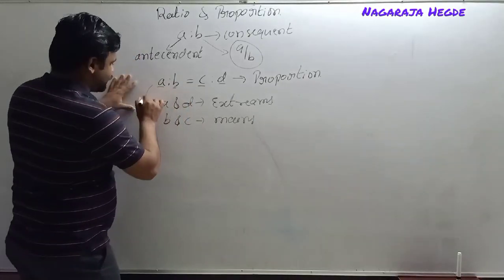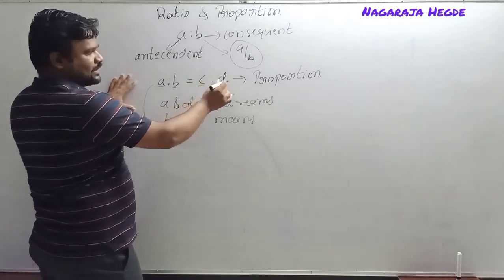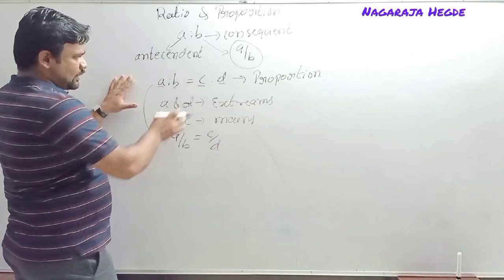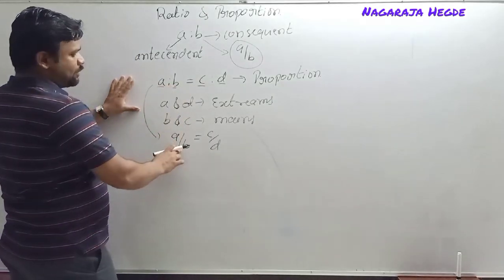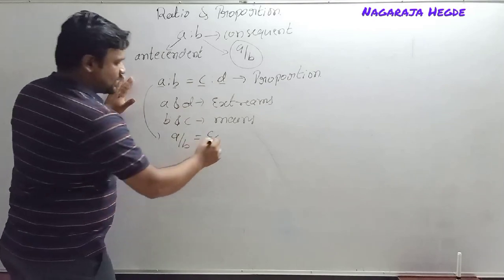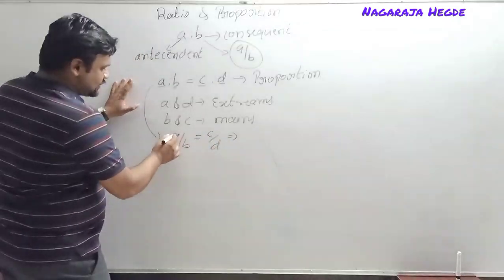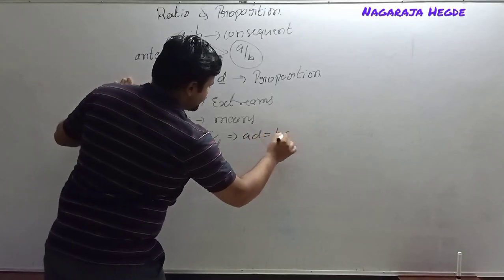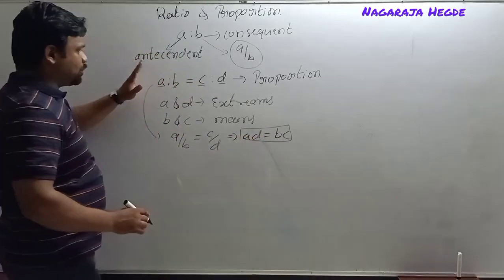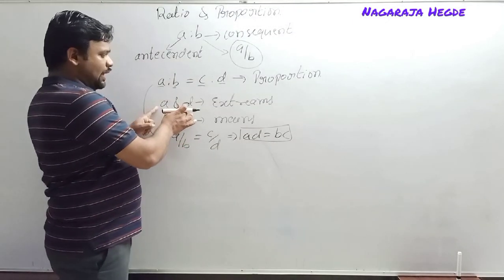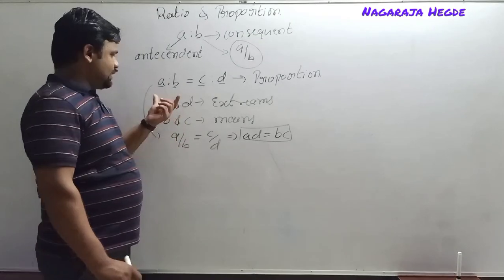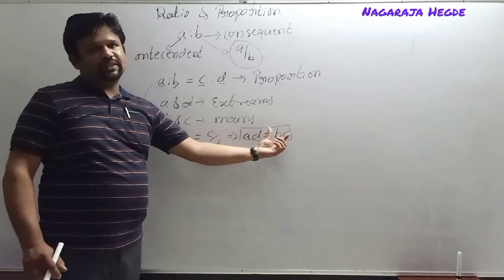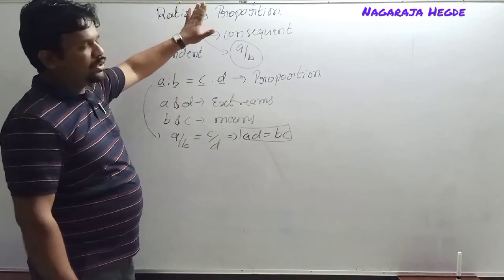This proportion A is to B equal to C is to D can also be written as A by B equal to C by D, because A is to B is A by B and C is to D is C by D. This can also be written as AD equal to BC. So what is the meaning of this? In a proportion, the product of extremes is always the same as the product of means. So this is the concept of ratios and proportions.